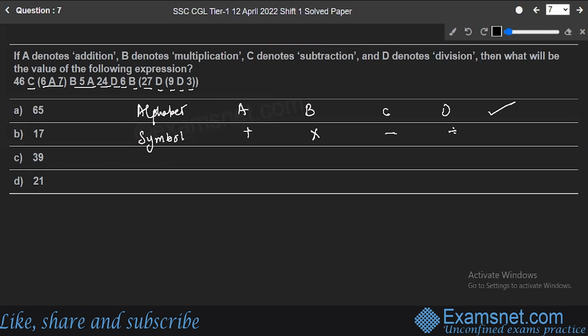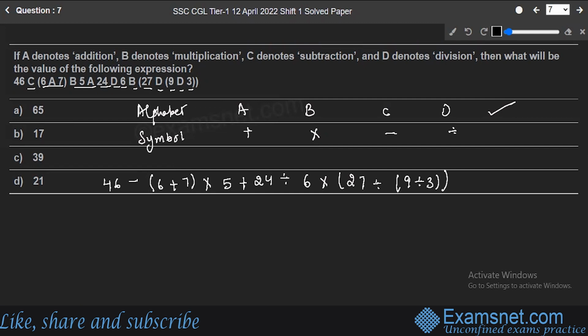Let's write down this expression after inserting these symbols. So this makes it 46 minus, because C stands for minus, 6. A means plus, so 6 plus 7. Then B means multiply, 5. A means plus, 24. D means divide, 6. B means multiply, brackets 27. D means divide, 9. D, 3.